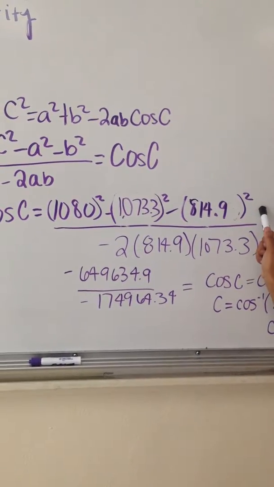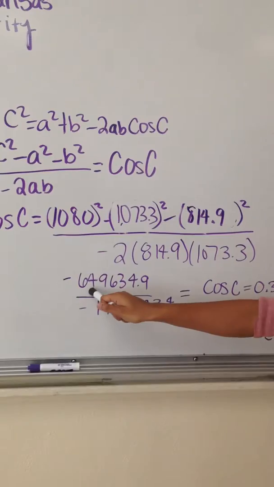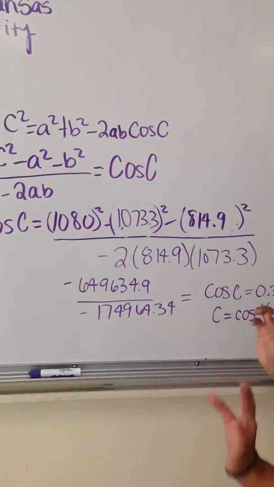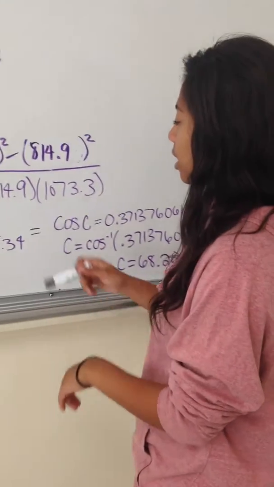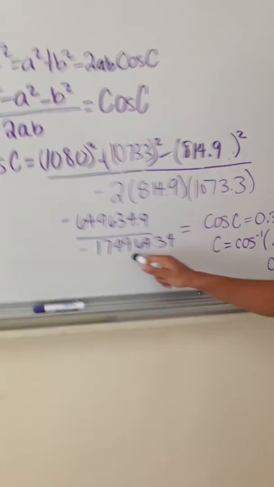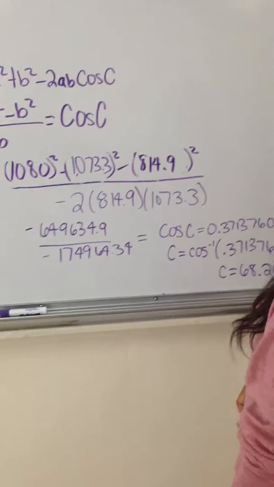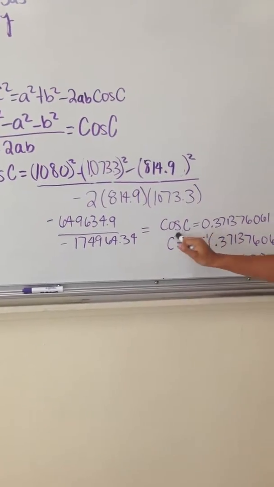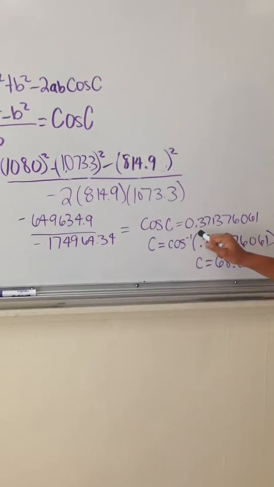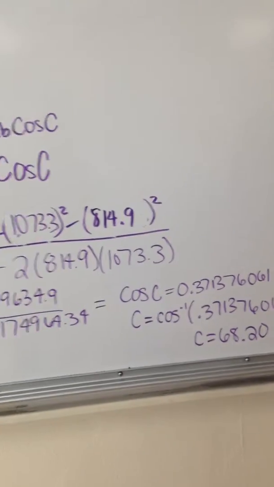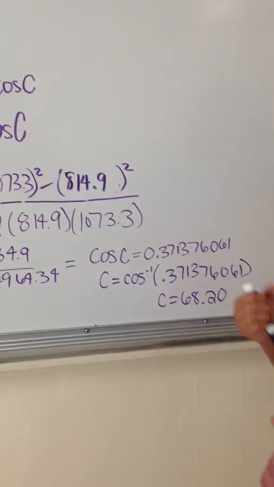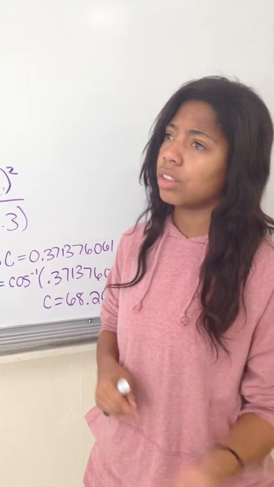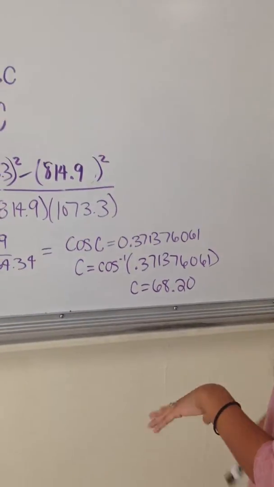Then I did the top. I got the top part, which was negative 649,624.9, and then I divided by what I got on the bottom. Once you divide those two, you get cosine C equals 0.3713766061. You want to use all of your numbers until the very end, then you can round it to the hundredth or tenth, whatever you have on your board.